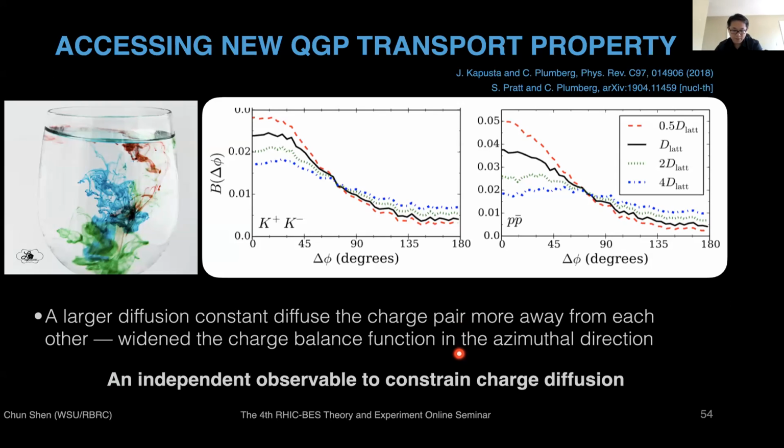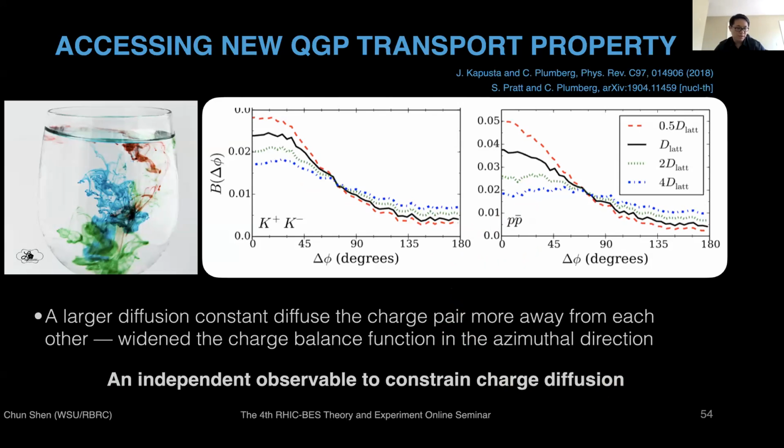And this is an independent observable compared to the net proton distributions to help us access this charge diffusion process. But also the actual shape of this balance function is very sensitive to the underlying flow profile. So a global fit is necessary to help us constrain these charge diffusion coefficients.